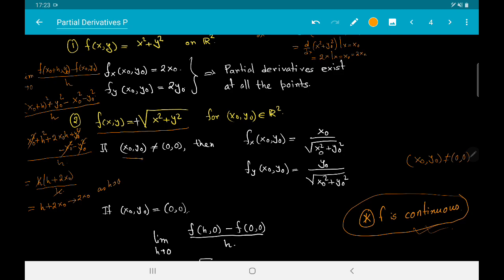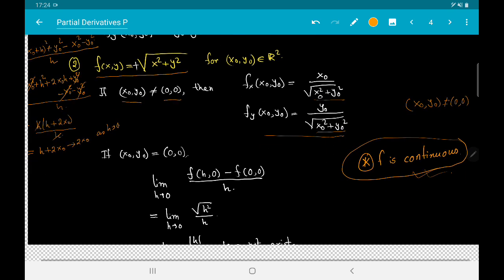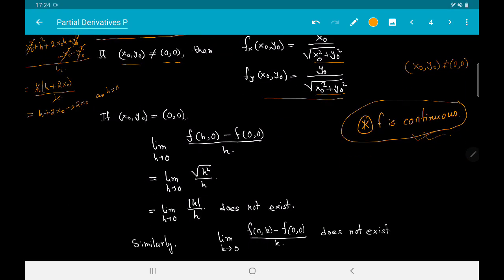So suppose that x0 y0 is not equal to 0 0. So then what happens? We see that fx at x0 y0 is given by this quantity, fy at x0 y0 is given by this quantity. So in particular, these partial derivatives exist at all points where x0 y0 is not equal to 0 0. Now what happens if you take x0 y0 equal to 0 0? So let us do all the calculation completely.